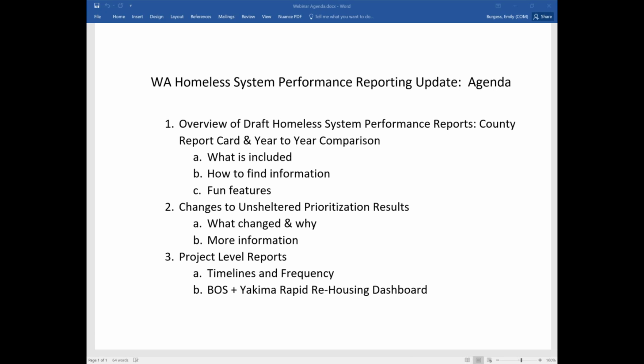So we'll talk about what's the next steps with that. So you can ask questions at any time by typing them in the question box, and then we'll also pause at the end of each agenda item to unmute people to ask questions. Okay, so let's take a look at the reports.